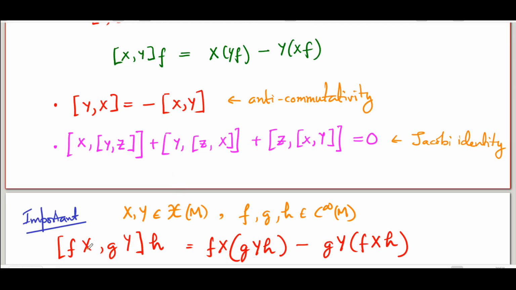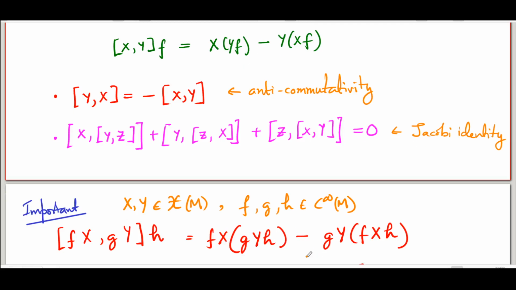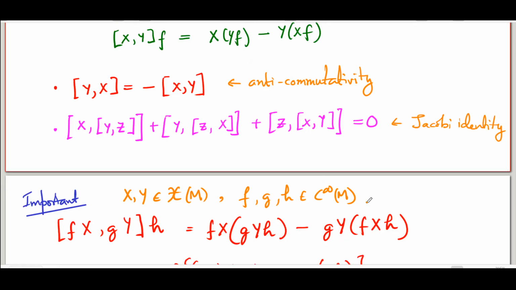Now by definition, this is the same as fX times gY acting on h, but gY acting on h, we had seen earlier, is just g times Yh. And from that you have to subtract gY times fX acting on h, but fX acting on h is the same as the product of f and Xh.